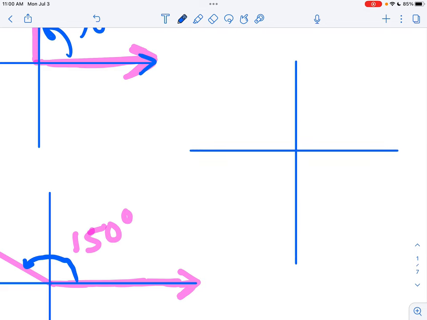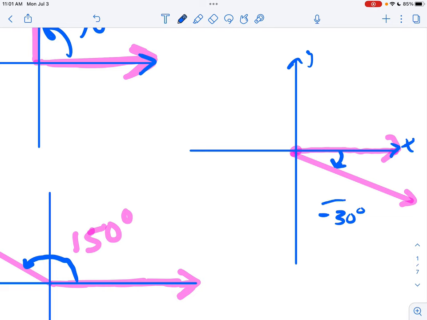So as before, we'll just start with our x and y axes. The initial side always points to the right. And now we're going to imagine we're rotating, quote unquote, backwards 30 degrees. So visualize a 30 degree angle, but visualize that the rotation goes in the clockwise rather than the counterclockwise direction. It might look something like so.